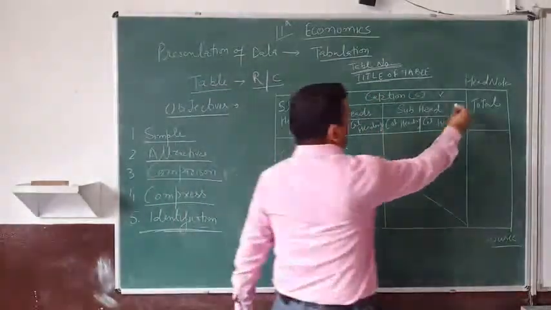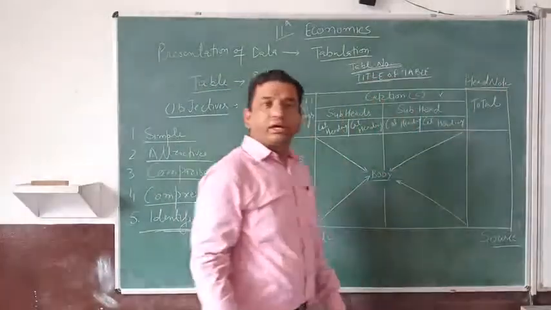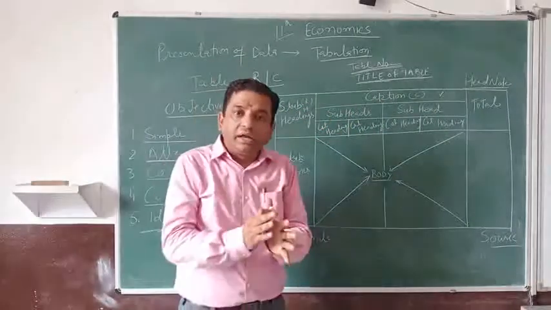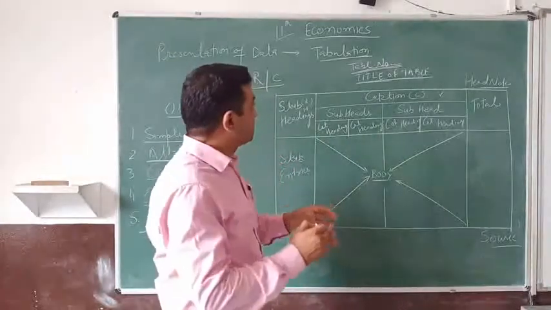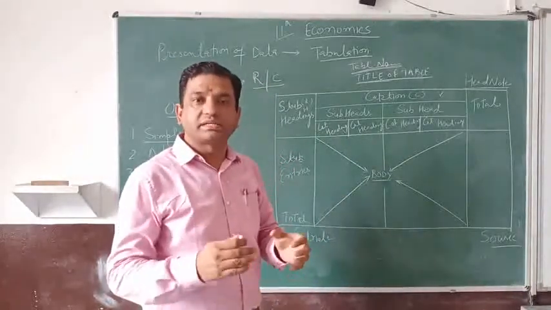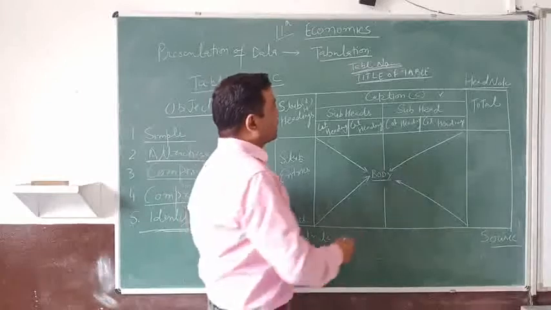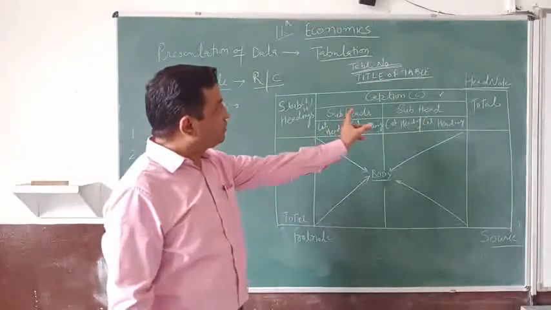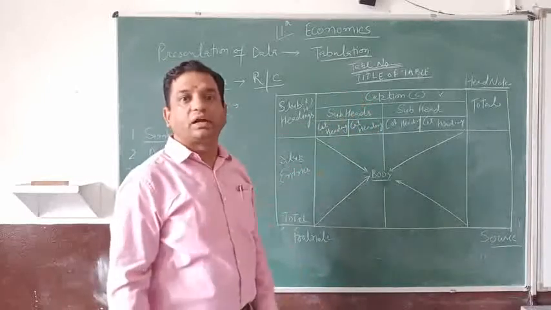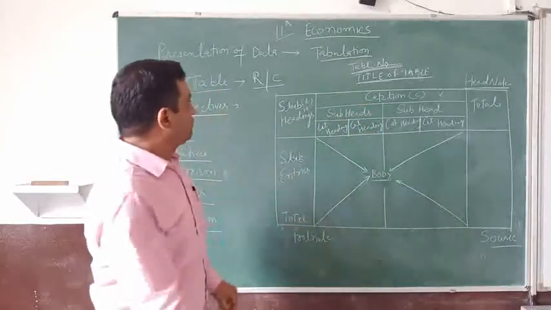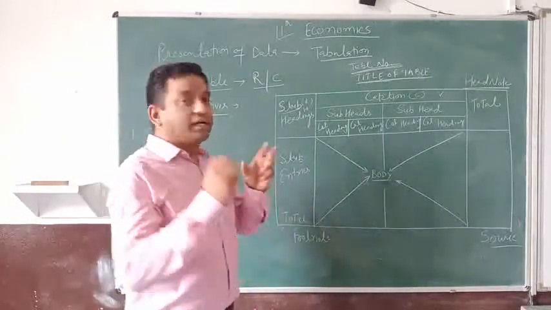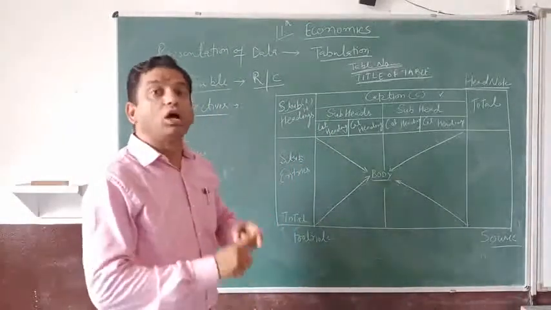Then comes head note. Head note is given at the top if your table is not clearing everything and you need some classification or some explanation of the title. It will give you some more detail about the title of this table. Next come stubs. Stub stands for the headings for the rows.